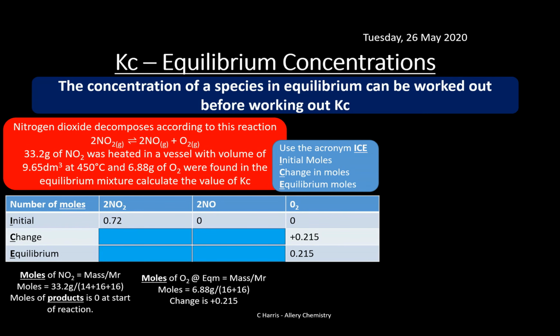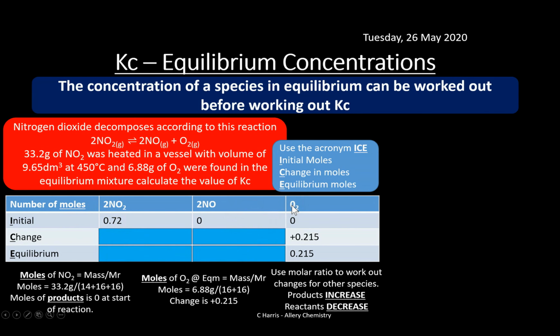Now, the change is going to be plus 0.215 because we're producing the product. So we're starting with nothing at the start of the reaction and we're producing the product. So the change is plus 0.215. Then we're going to use the molar ratio to work out the changes for the other species. Remember that products will increase. So these are your two products here. These will increase in value and your reactant will decrease by the same amount.